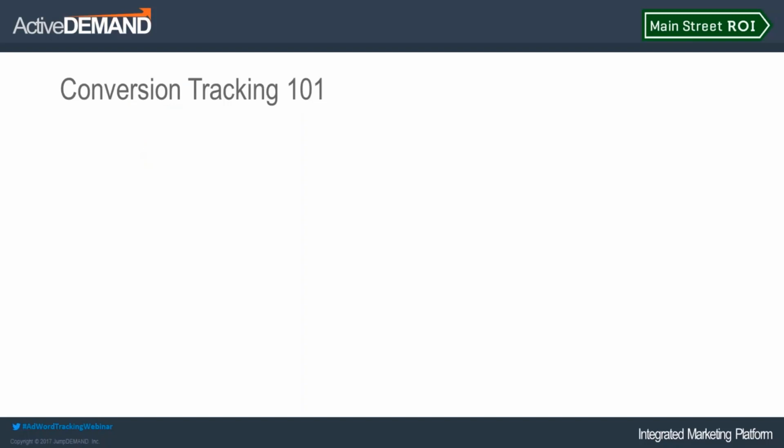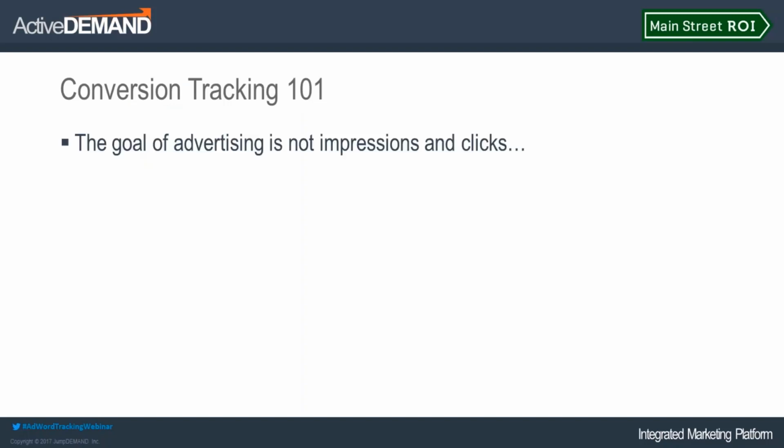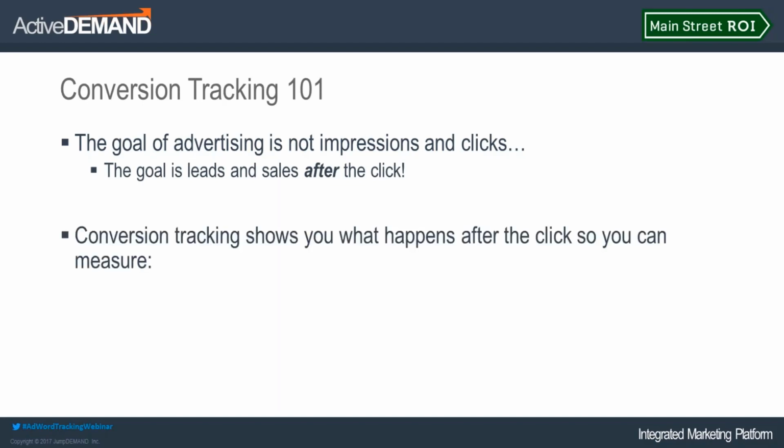So conversion tracking 101, just to get everyone up to speed here. Really the key concept, or key takeaway, is that the goal of advertising is not impressions and clicks. By default, every ad network will report on impressions and clicks, and those are important to look at, but at the end of the day, you're not advertising for impressions and clicks, you're trying to drive leads and sales, and that's where conversion tracking comes into play.